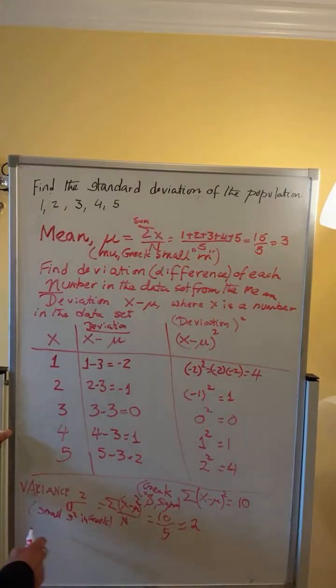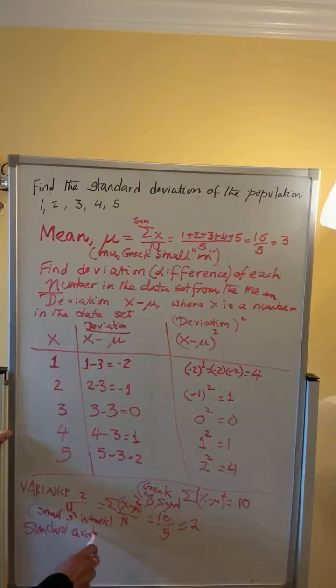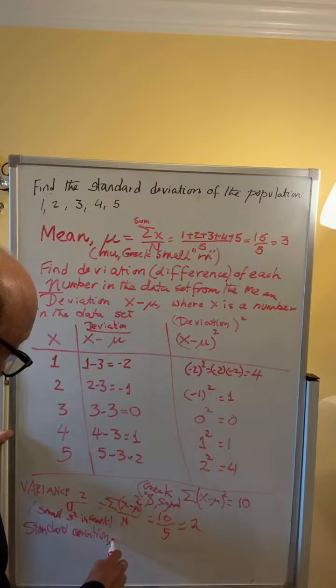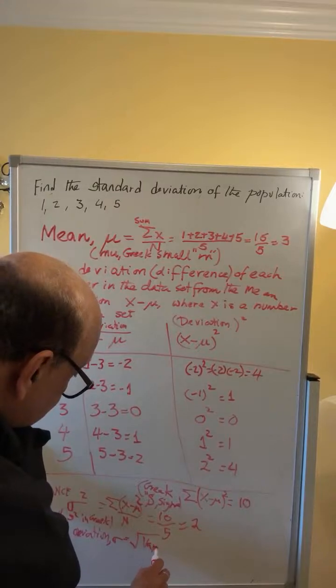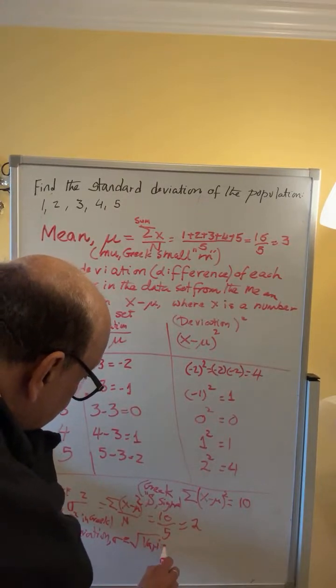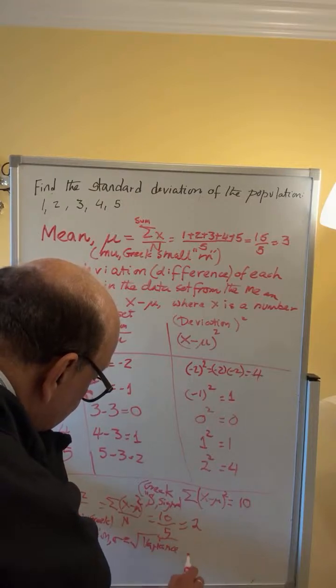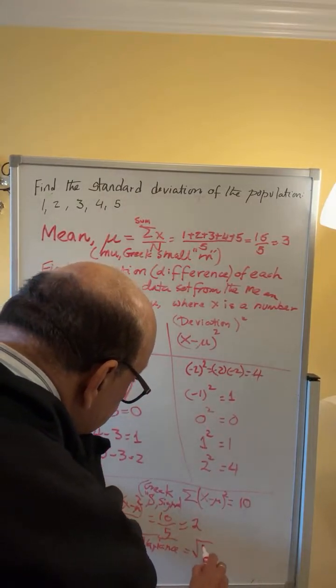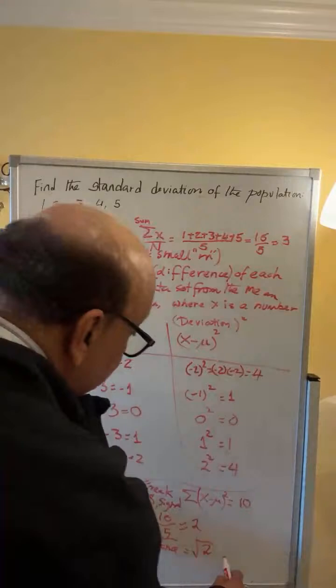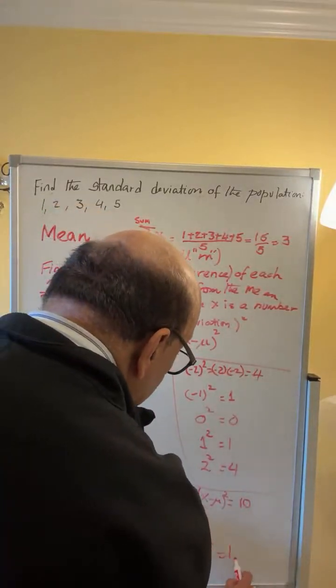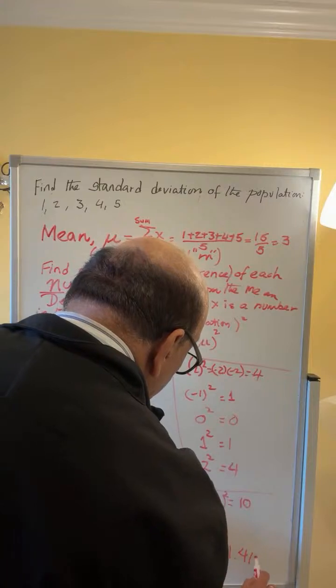Now standard deviation, that's our goal. Because it is a population, standard deviation is sigma, and it is the square root of variance. Or it is the square root of 2. We can use our calculator and find out the square root of 2 as 1.414.